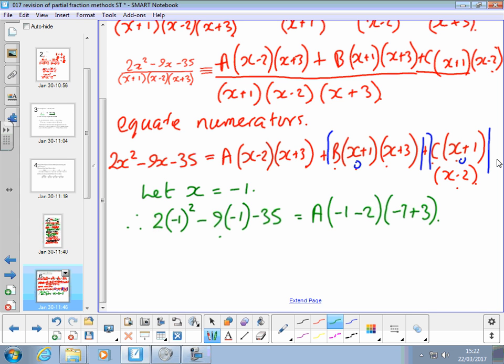Minus 1 squared is 1. That bit's 2. Minus 9 times minus 1 is 9. So that's 2 plus 9 minus 35. Did you put that minus 1 in brackets and then square it?